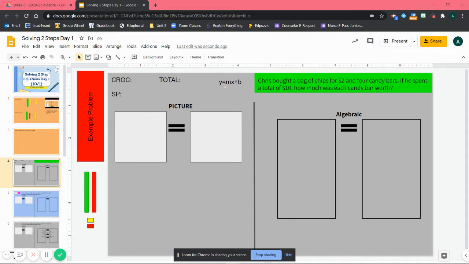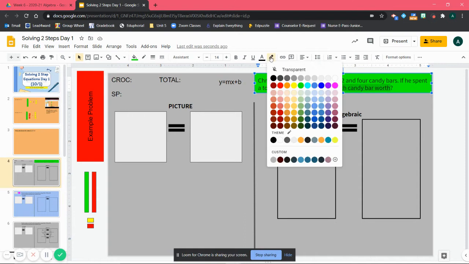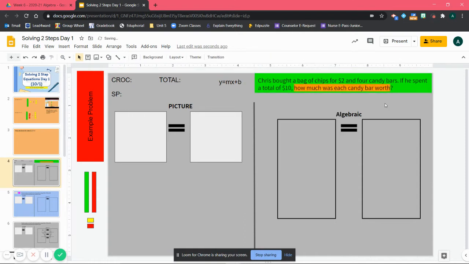So we're going to be reading some word problems, picking out the important information, and using the algebra tiles to help us solve equations. So it says Chris bought a bag of chips for $2 and 4 candy bars. If he spent a total of $10, how much was each candy bar worth? So my question, how much was each candy bar worth? That is what my end goal is going to be today for this video.